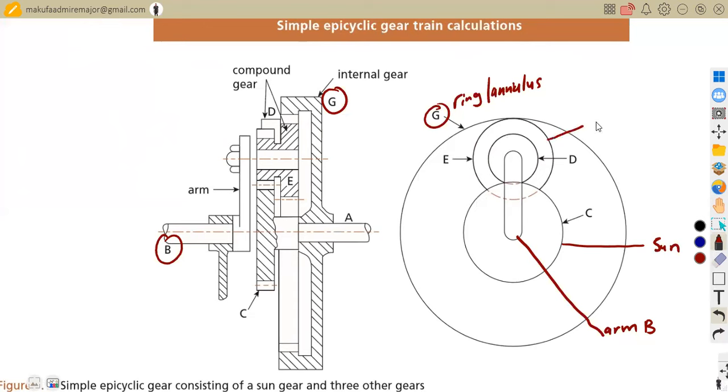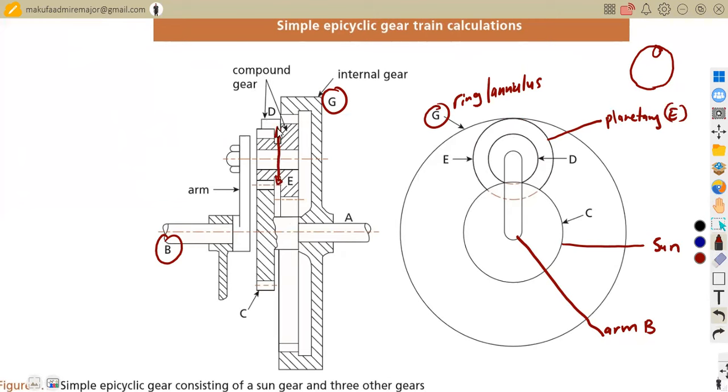So this E, which is this one, is the planetary in contact with the annulus. So this one that is in contact with the annulus is our planet gear, which is E in this case. Then the one that is inside is D, which is in line. So this is an inline gear, since here it's a compound gear. So this gear D is in line with the gear E, compounded together.